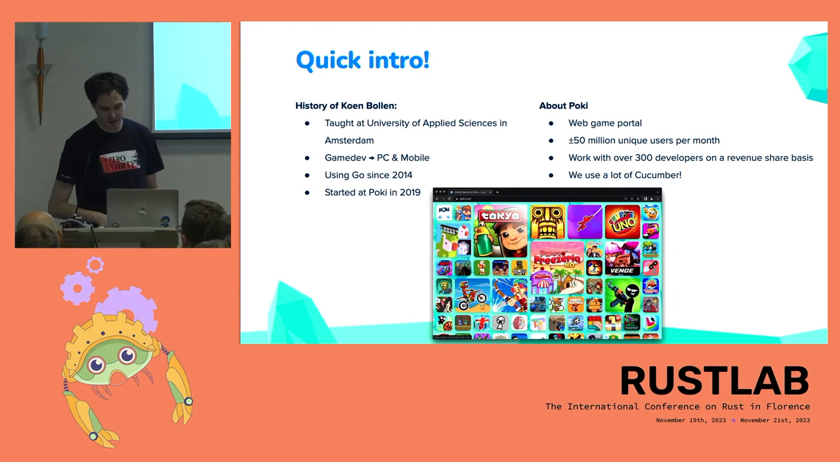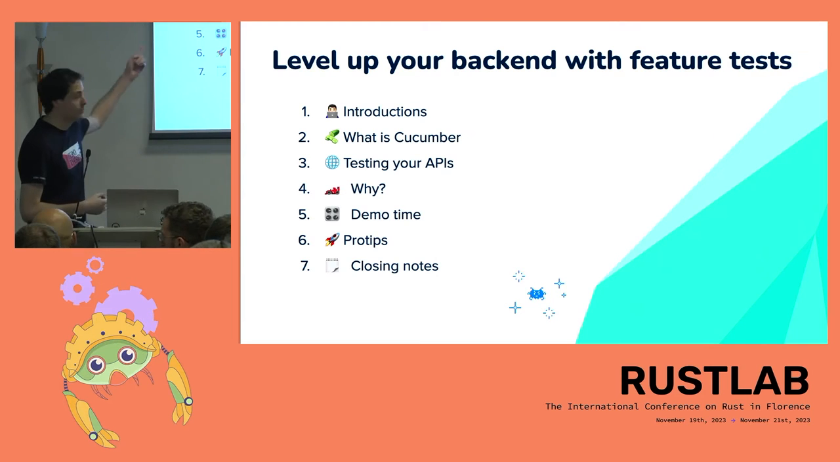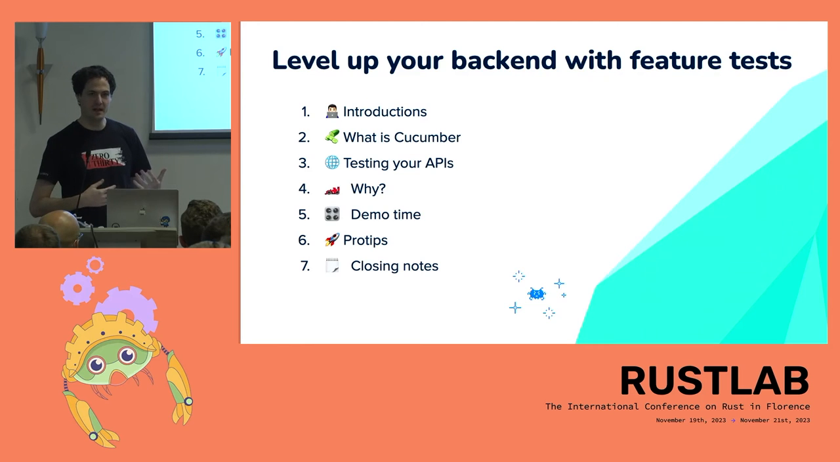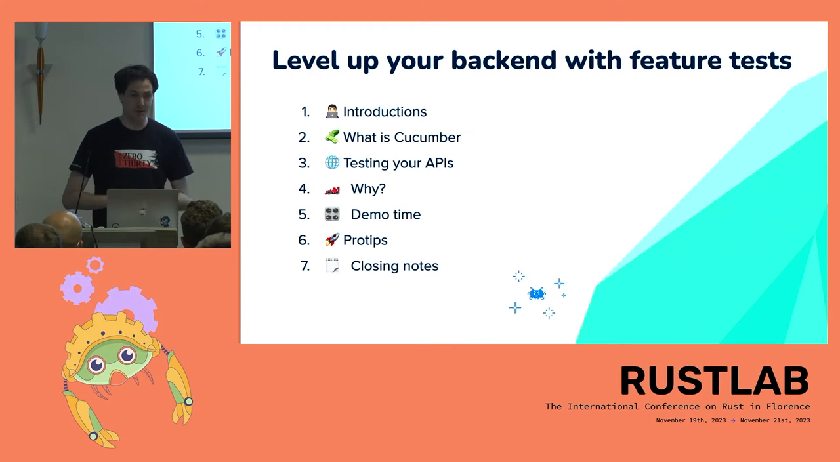Okay. So for today, we're done with the introduction. I'm going to explain to you what is Cucumber. Then I'll talk about how you test your API in Go generally and how you could do it in Cucumber. Then I have a list of why would you do this, because it sounds like a lot of work. That's what you're going to think first. Then I have a demo set up where I'm going to add a feature to one of our backends, which will definitely go wrong because it's a demo in a public speaking setup. Then a couple of tips and some closing notes, and hopefully you have a bunch of questions for me, which I expect, because people usually do.